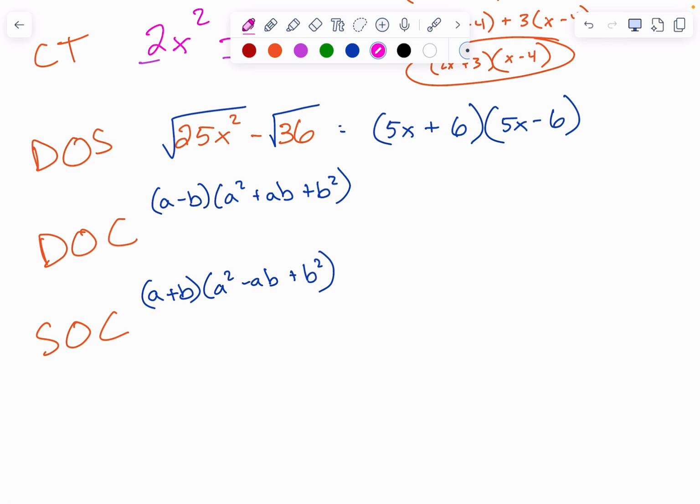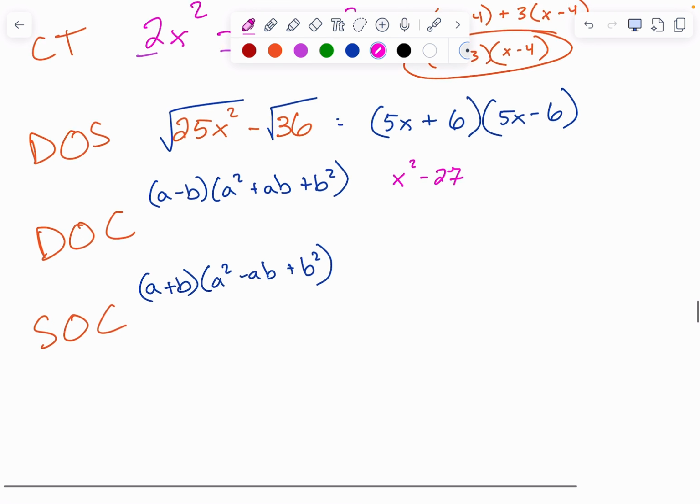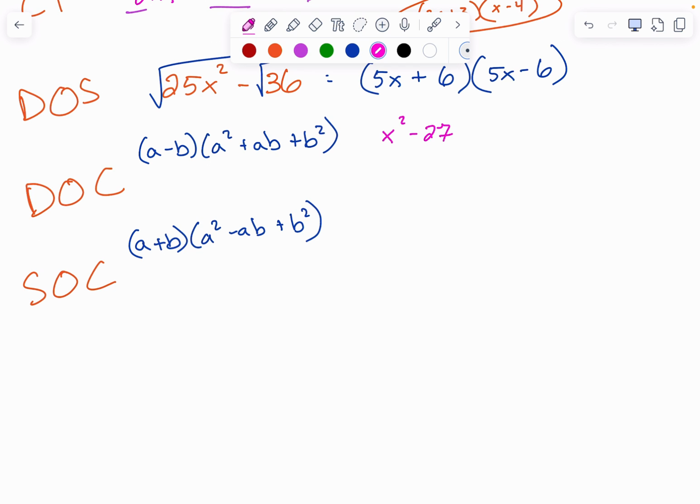Okay. Should we do an example? I'll make it really easy. X squared minus 27. If I'm trying to break him down. You mean x cubed? X cubed, I'm sorry. X cubed minus 27. I forgot.